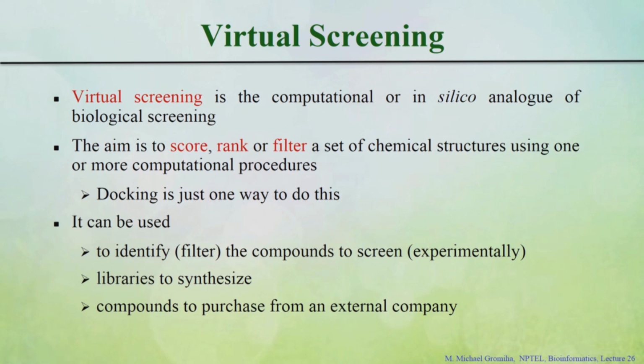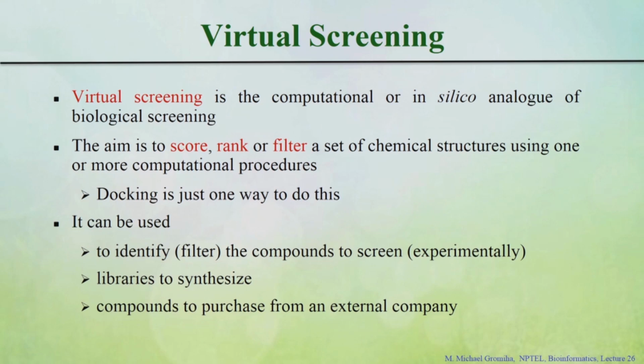What is the aim of virtual screening? We have the protein and the ligands; this will give a score and rank these ligands, and also filter a set of structures based on whether they fit any particular conformation in the protein site. You can use docking to do this. In this case you can filter the compounds, get some libraries to synthesize, and also suggest compounds to purchase for experiments.